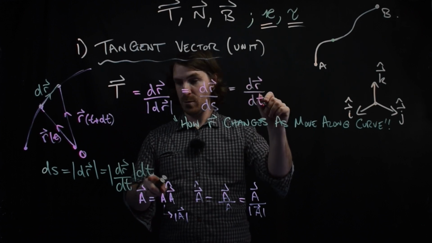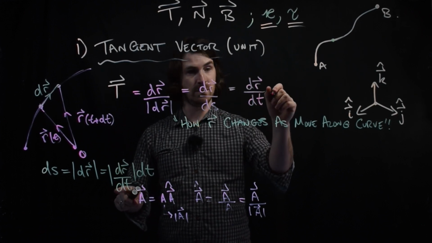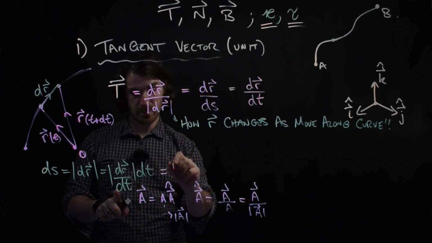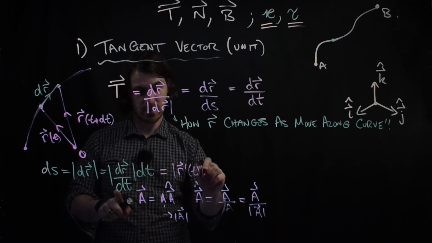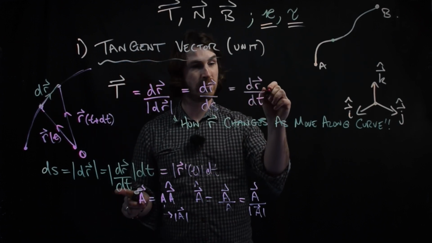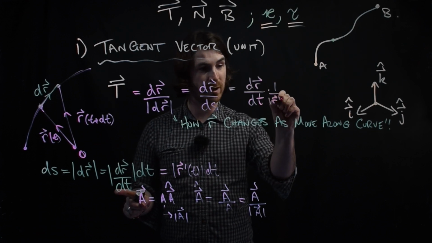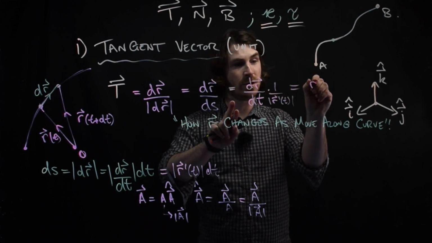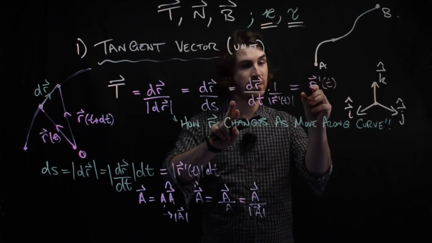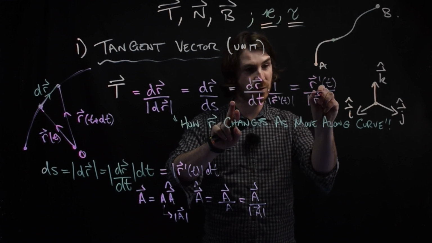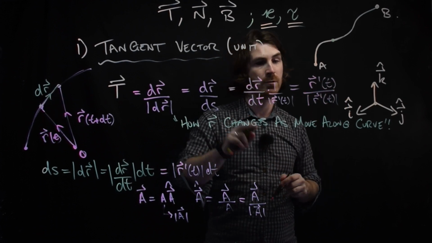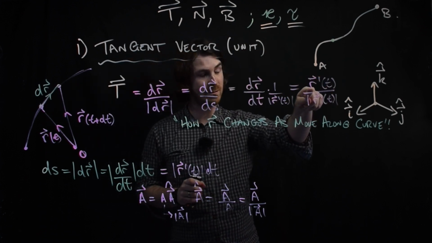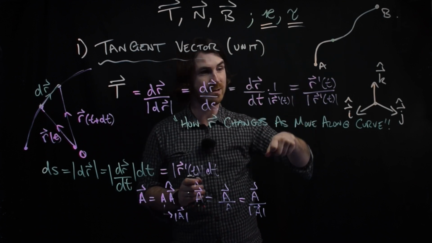With a dr by dt on the bottom also. So let's write this as r prime(t) dt. Then we have 1 over the magnitude of r prime(t). But dr by dt is just r prime, so this is just r prime of t, the vector, divided by its magnitude. So this is just a unit vector pointing in the direction of dr by dt.